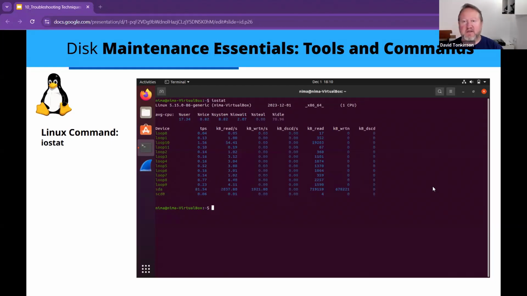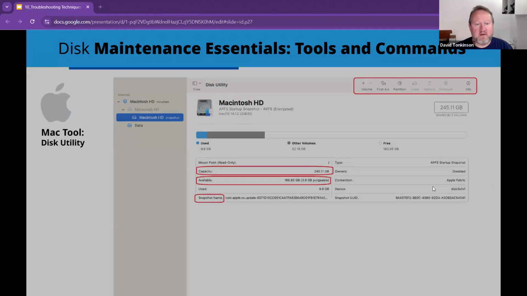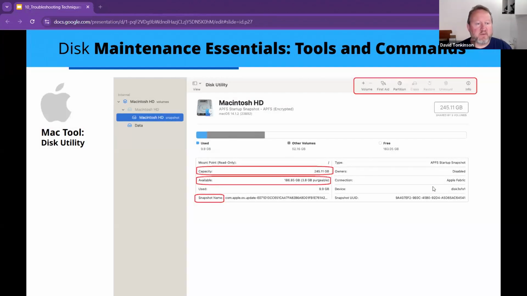iostat here, you see, basically gives you the stats for it, and that's on the Mac. And we have some Mac utilities that basically can be used in there. So we have Disk Utility on the Apple that tells us the capacity, the availability, and a snapshot that we can create.